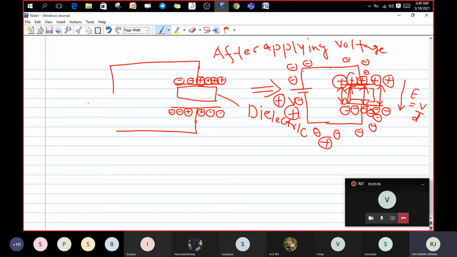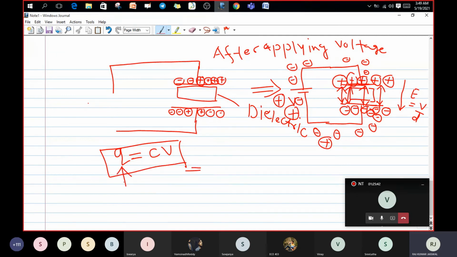But the same capacitor, when I connect it with some other circuit, is going to get discharged. But at this time it has charge. Then what relation have we seen? I have shown you one relation, E equals V by D. Next, we are going to see the formula Q equals CV.